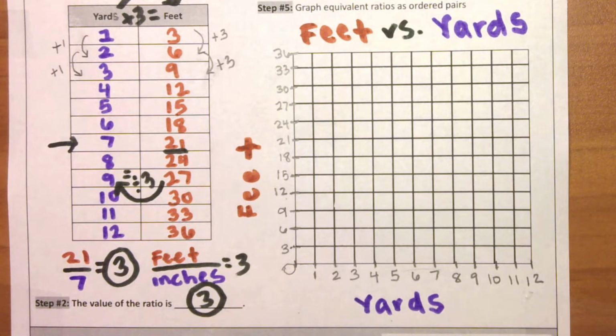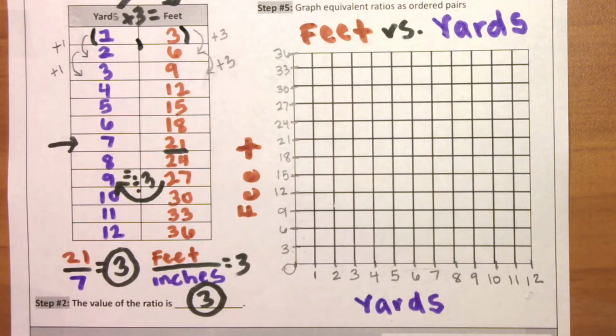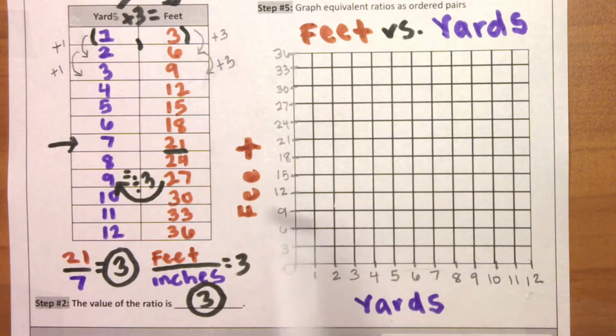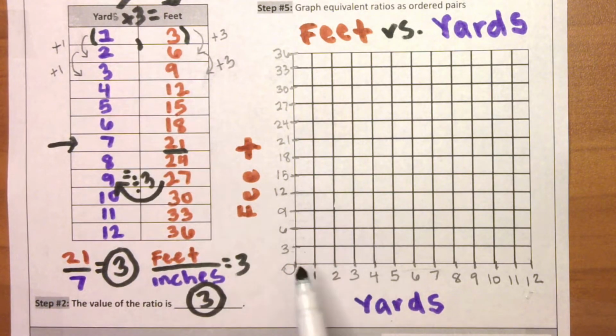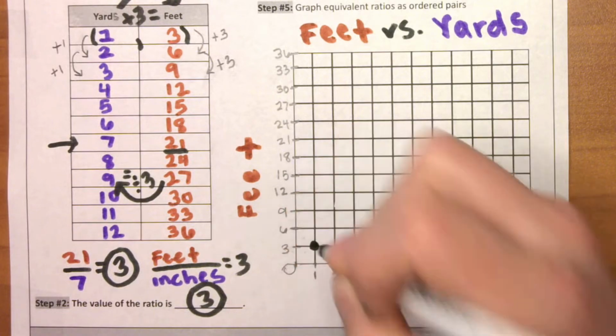And then the last step is we're just going to graph our points. So you can think about our two values in our table as an ordered pair, where our first number represents our x and our second number represents our y. You can also think about this like dunking a basketball. When you dunk a basketball, you run first, then jump. So for our first point, 1, 3, we're going to run to 1 and then jump to 3 and put a dot.